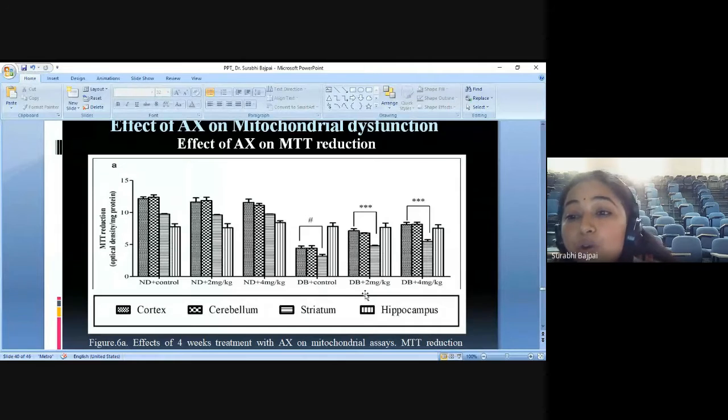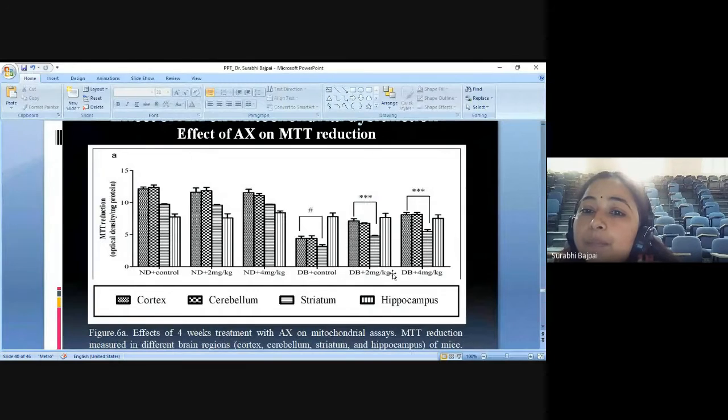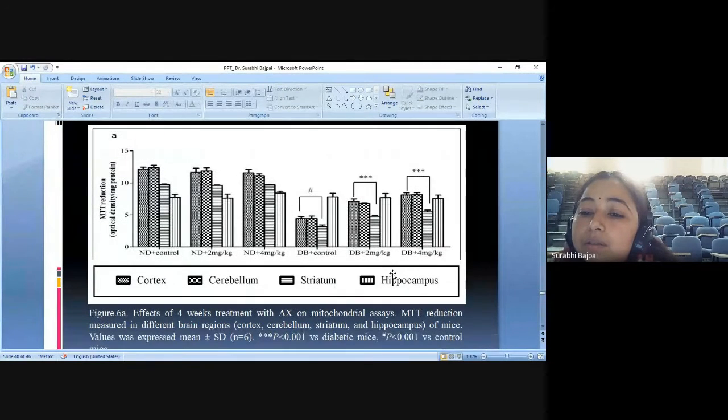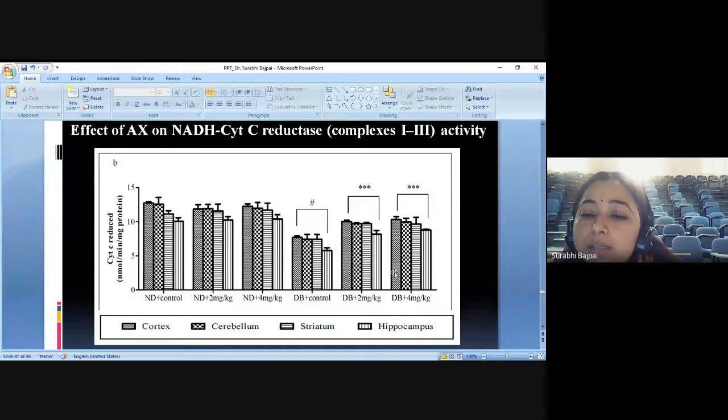Now we come to the mitochondrial dysfunction. Mitochondrial dysfunction is of course related with neuronal damage and sometimes even neuronal apoptosis. So if the mitochondria is not functioning, the cell will not work, right? The mitochondrial dysfunction was estimated indirectly with the help of the MPT reduction assay, and as this result has shown, there was an increase in the activity of MPT.